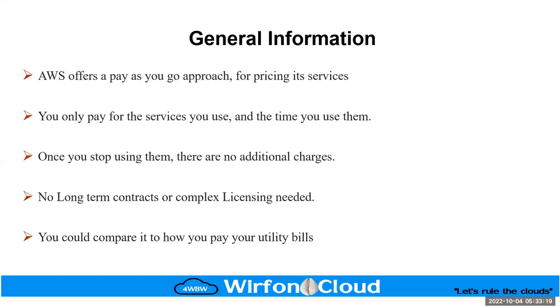By now, all of us must have known that AWS offers a pay-as-you-go approach for its pricing. You only pay for the services that you use and the time that you use them. Once you stop using them, there are no charges. There are no long-term contracts. There are no licenses needed. You can compare it to how you pay your utility bills. When you put on your electricity, your meter starts to turn, and once you put it off, the meter stops. This is how you can compare the AWS pricing. You pay as you go.